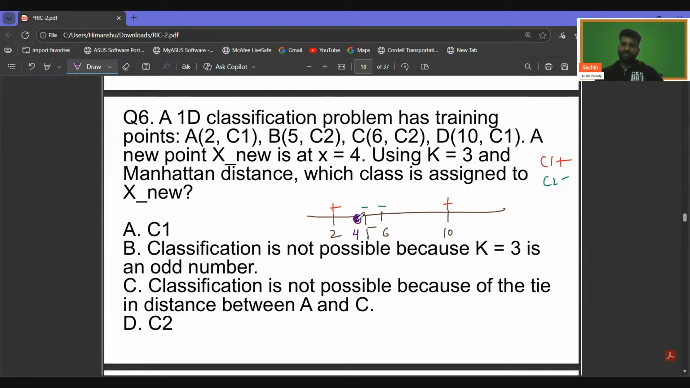What should be the class for this? We are using the Manhattan distance, and k is equal to 3. That means we'll talk about 3 nearest neighbors.